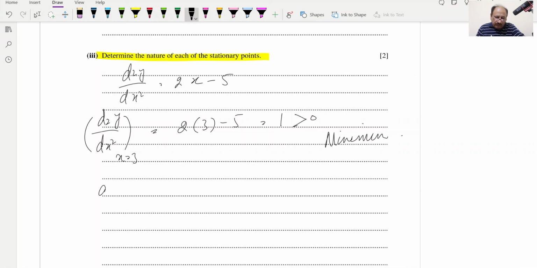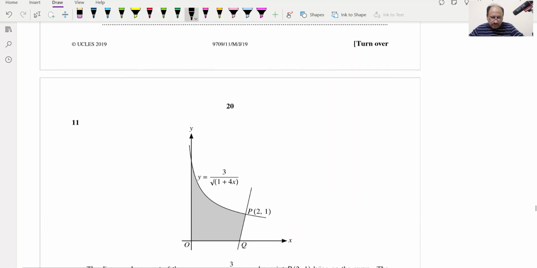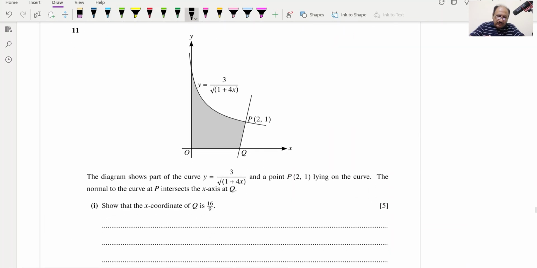And when we find d2y over dx square at x is equal to 2, this will be equal to 2 into 2 minus 5, and this will be equal to minus 1, which is less than 0. So at this one it will be maximum value. Hopefully you understood this. Now last question, question number 11.